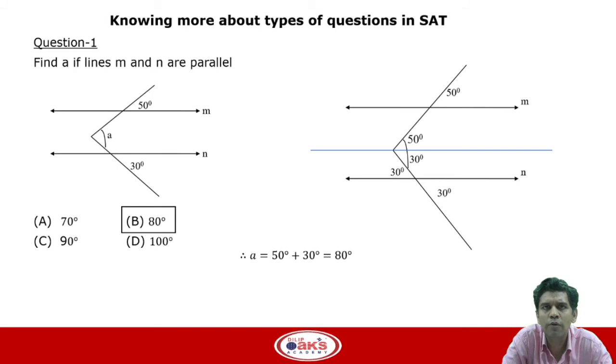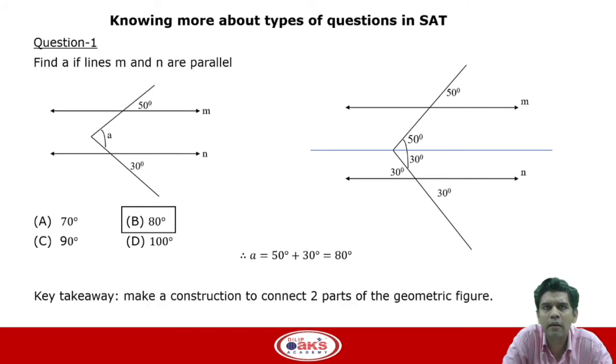So now from this problem, what is the key takeaway? The key takeaway is to make a construction to the given geometric figure in order to connect two parts of the given figure. Okay.